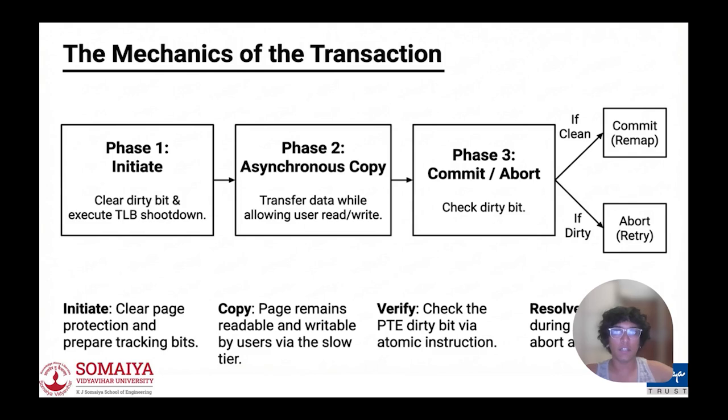In phase 3, Nomad checks the dirty bit using an atomic instruction. If the page stayed clean during the copy, the transaction commits, and the PTE is remapped to the fast tier. If the page was written to during the copy, the transaction aborts cleanly, the original mapping is restored, and it retries later. This is essentially optimistic concurrency control applied to page migration, and it means the window during which the page is truly inaccessible is reduced to just that final atomic remap, not the entire migration duration like in TPP.